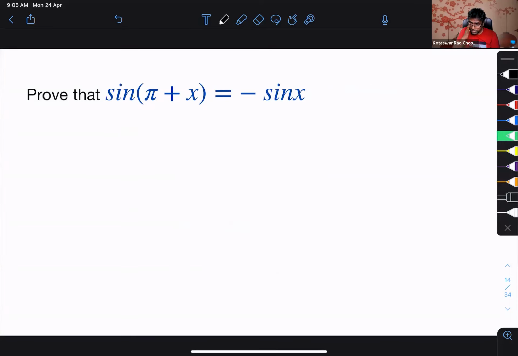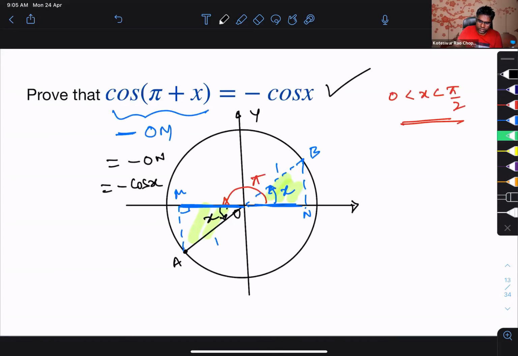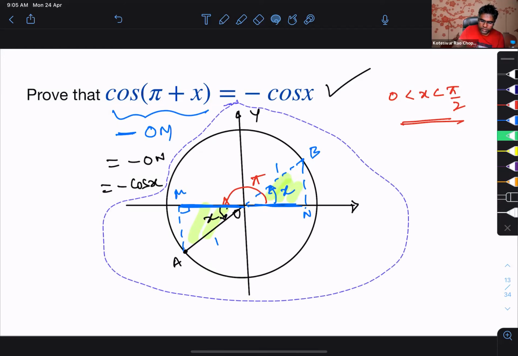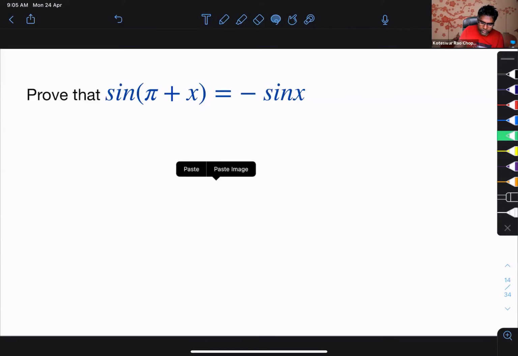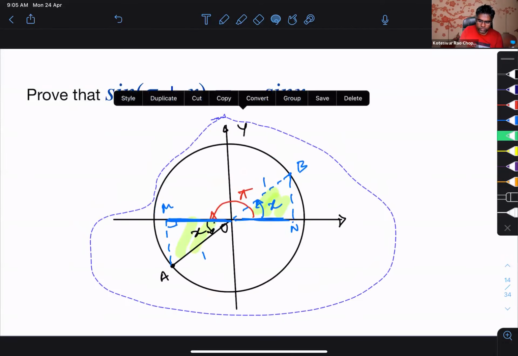So I have sine pi plus X. We can do the same thing. So let's copy this unit circle there. Sorry, what am I doing? I want the copy tool, select tool, sorry. Let's take this. So now I'm liking this Notability. Okay, so now let's look at this.